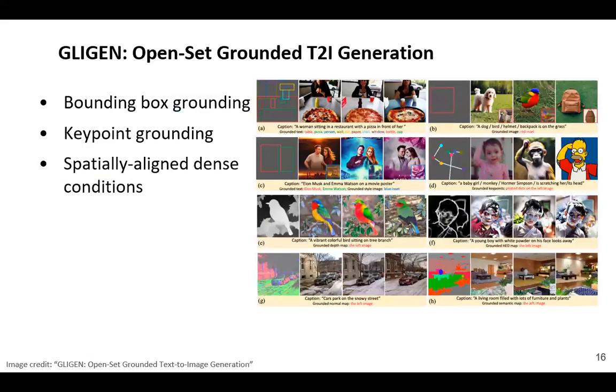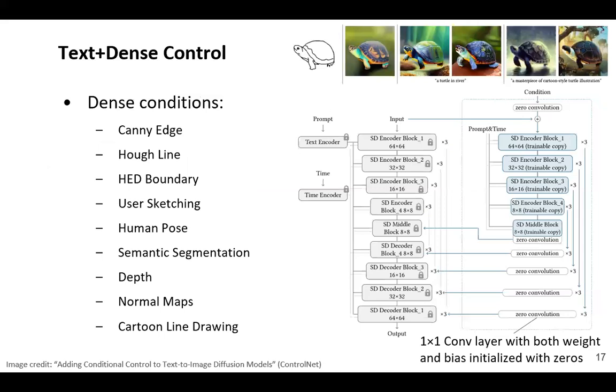And as shown by the authors, such a method can effectively enable a wide range of such grounded controls. For example, combining text description with bounding box grounding, keypoint grounding, and other types of spatially aligned dense conditions. In addition to box or layout, people are also interested in seeing if we can further include other types of dense control. By dense control, we mean conditions that are usually represented as a 2D matrix, more similar to the image. Examples could be segmentation maps, depth maps, normal maps, and so on.